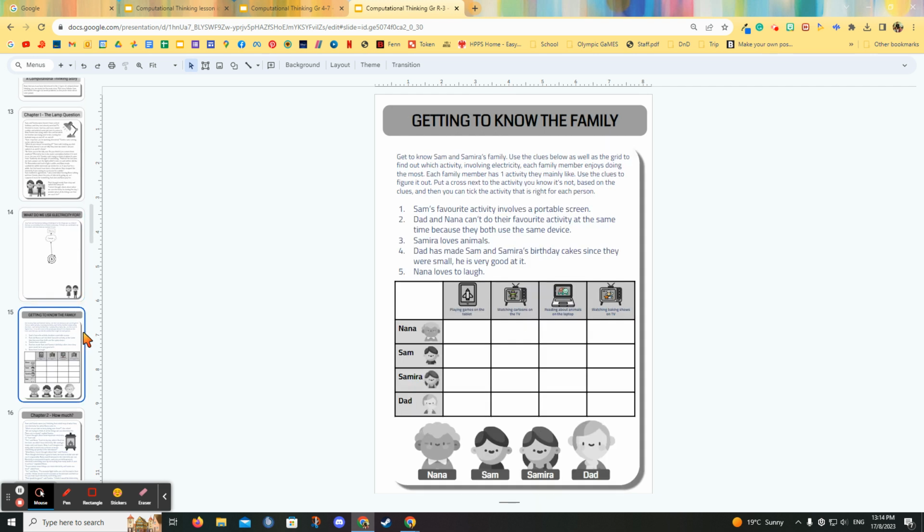Getting to know the family. This one is about abstraction. This is getting to know the 4 people in the household over here. They've got a whole lot of information and they have to figure out what each family member enjoys doing the most. So they have to read the sentences and abstract the important information to figure out which person likes which activity.